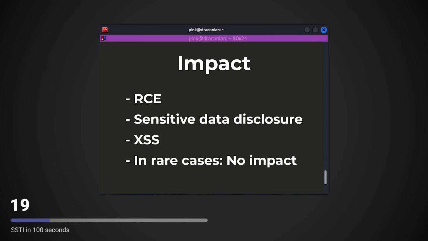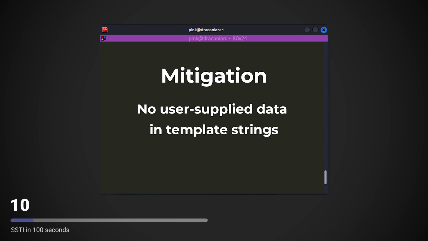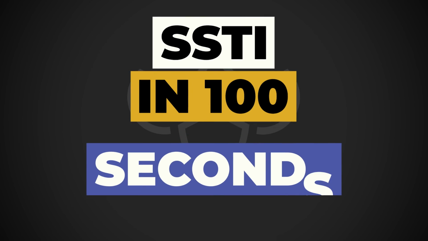Even in cases where code execution is not feasible, XSS is almost always a possible way to exploit SSTI. Preventing this attack in most cases is not very difficult. Developers need to make sure that there is no user-supplied data present in the templates themselves. This is the most important mitigation for SSTI. This has been SSTI in 100 seconds.